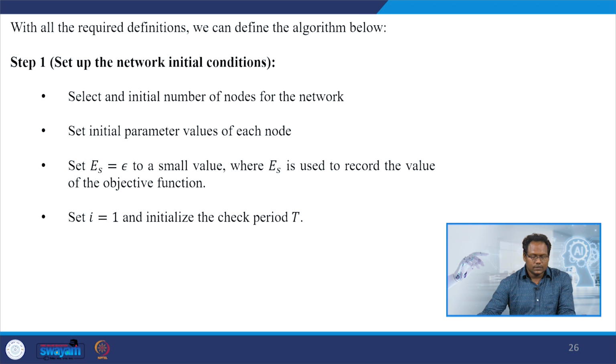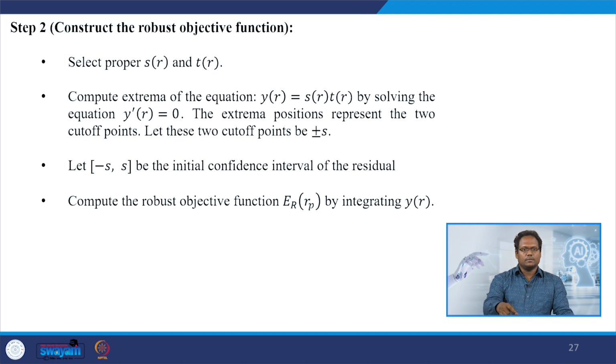Step 1, set up the network initial conditions. Select the initial number of nodes for the network, set initial parameters associated with each node, and set ES equal to epsilon, a small value, where ES is used to record the value of the objective function. Set I equal to 1 and initialize the check period T.